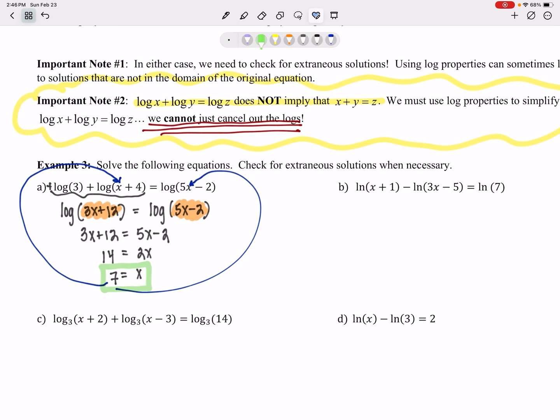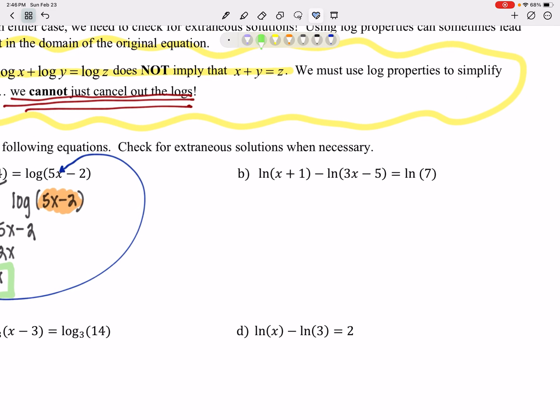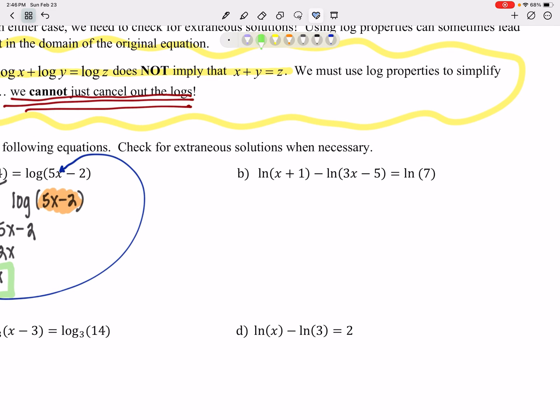Okay, we're going to try B. This time I have natural log of x plus 1 minus natural log of 3x minus 5 equals the natural log of 7. When I condense this left-hand side, we're using the quotient rule. So we've got natural log of x plus 1 over 3x minus 5 equals the natural log of 7. Both of these are one logarithm on the left, one logarithm on the right. Therefore, I can set their arguments equal to each other.